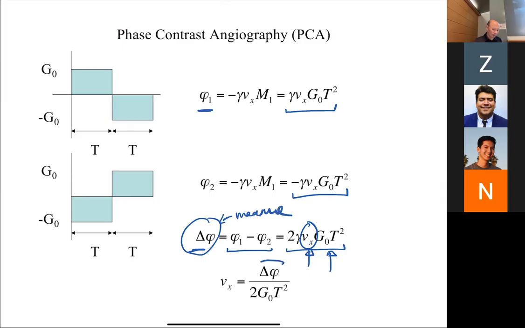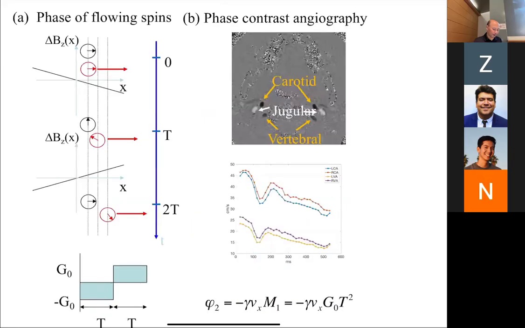And then this is what we measure. This is what we control. And then we can solve for the velocity. All right, so that's the basic idea. And we'll show you some examples of that now.